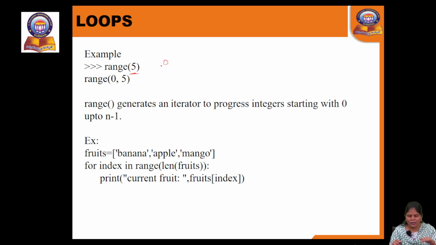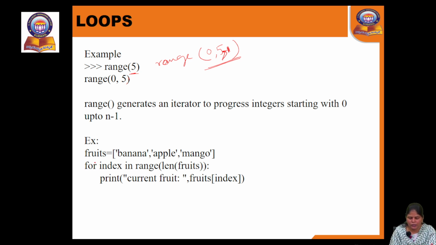So internally, the interpreter will modify it as range, where the default of begin is 0 and end is 5 minus 1. So up to that it goes iterating. And what is the step I have? 1 is the default value. So 0, 5, 1, that is what it internally considers.